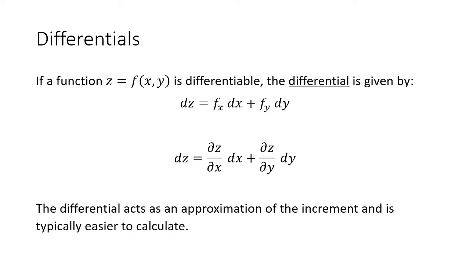The differential is typically a much quicker way to approximate that value. Again, if you have to do this approximation hundreds of times or thousands of times or even millions of times, doing it by finding the increment could be incredibly computationally intensive. The differential, on the other hand, should make it a little bit easier. The differential is given by dz. So again, we're using dz here, and it's the partial with respect to x.